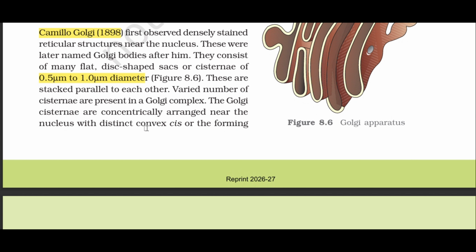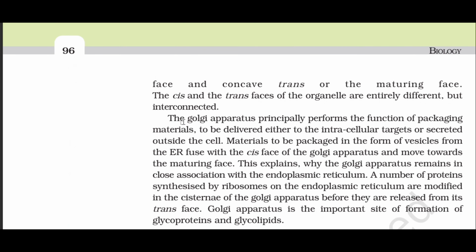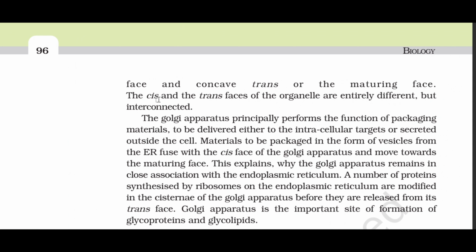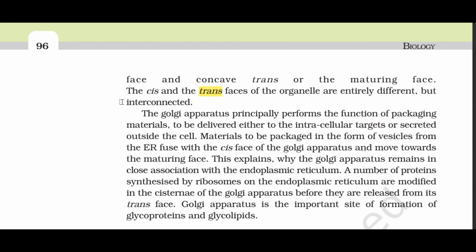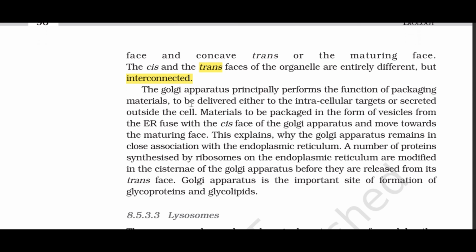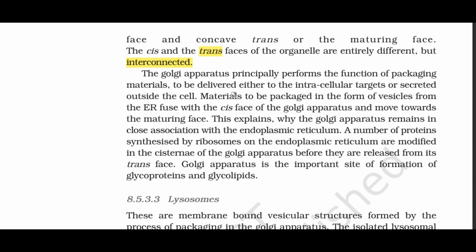The Golgi cisternae are concentrically arranged near the nucleus with distinct convex cis or the forming face and concave trans or the maturing face. The cis and the trans faces of the organelle are entirely different, but interconnected. The Golgi apparatus principally performs the function of packaging materials, to be delivered either to the intracellular targets or secreted outside the cell. Materials to be packaged in the form of vesicles from the ER fuse with the cis face of the Golgi apparatus and move towards the maturing face.